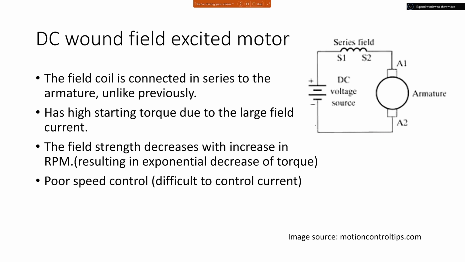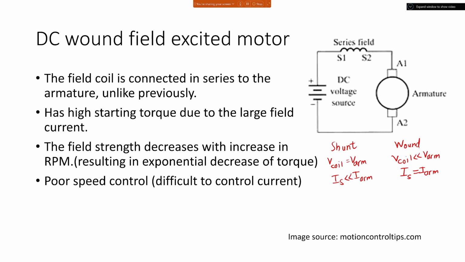That means earlier for shunt, V coil, V stator equals V armature, but the currents are different. I shunt is much less than I armature, but here it's the other way around. V coil is much smaller than V armature in general, at least at nominal operation, and I of the field coil is equal to I armature.